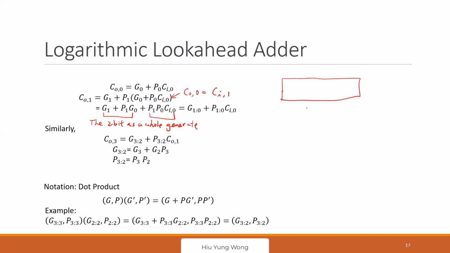This is a group, right? A 2-bit group. You have bit 0, you have bit 1, okay? It's just saying that I have output C1. Why? Either I generate, or you generate and pass to me. You generate and then I pass to the output, right? Then that is just the whole group generate.